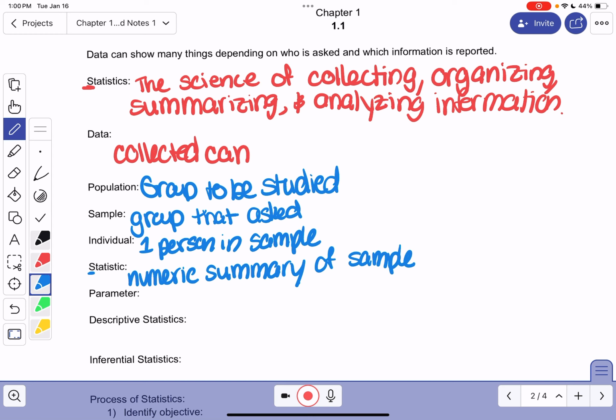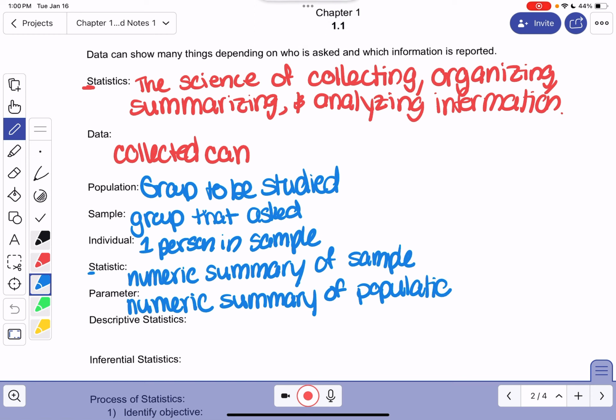The parameter is when I take that numeric summary, I apply some mathematical knowledge to it, do some testing or whatever, and say, this is the numeric summary of the population. So based on my sample, I think this is the average of the whole UMA campus. So you've gone one step further and done some actual math with it, which again, we'll get into as we go. Statistics are the actual numbers you get, whereas the parameter is an estimate based on some mathematic things you've done.